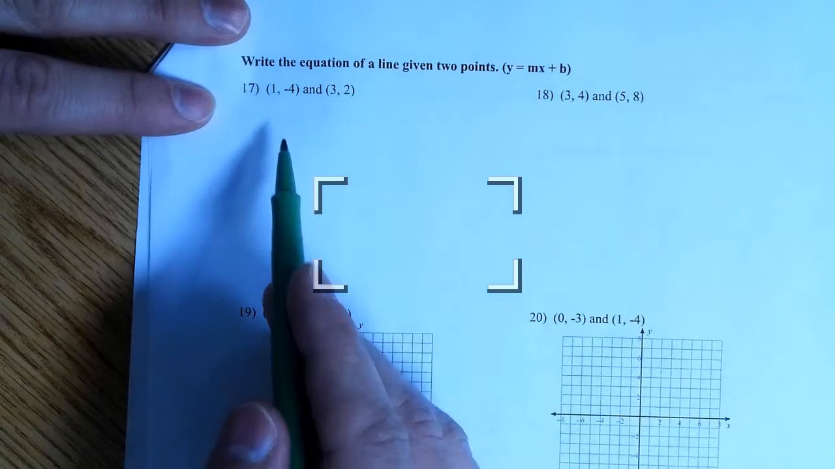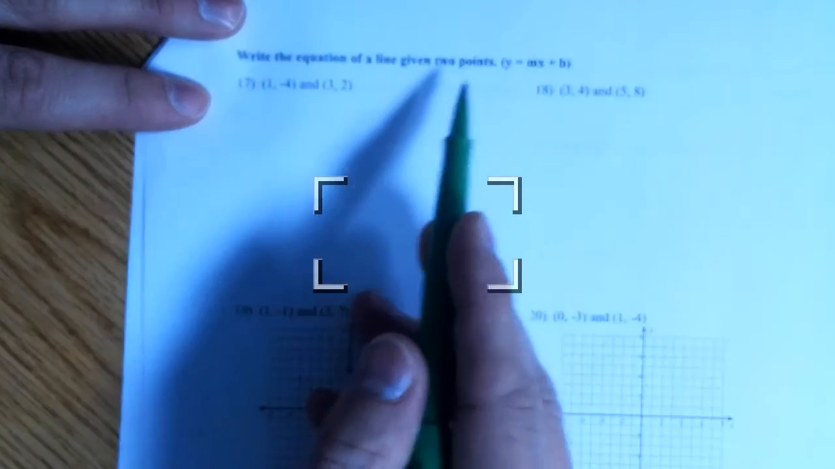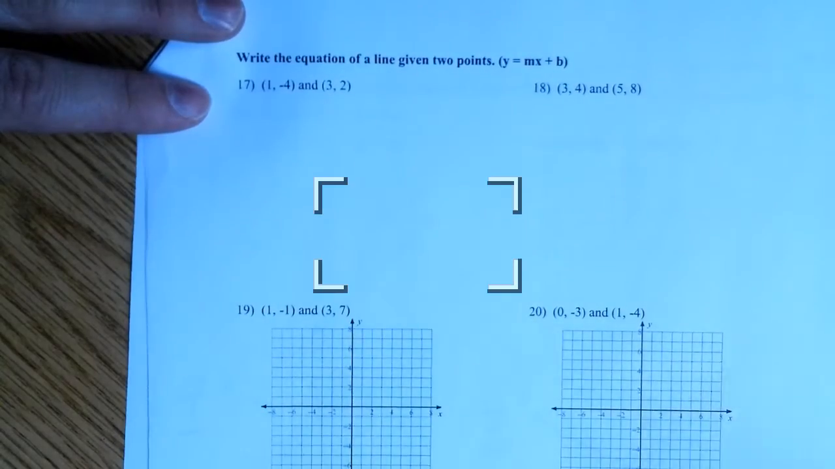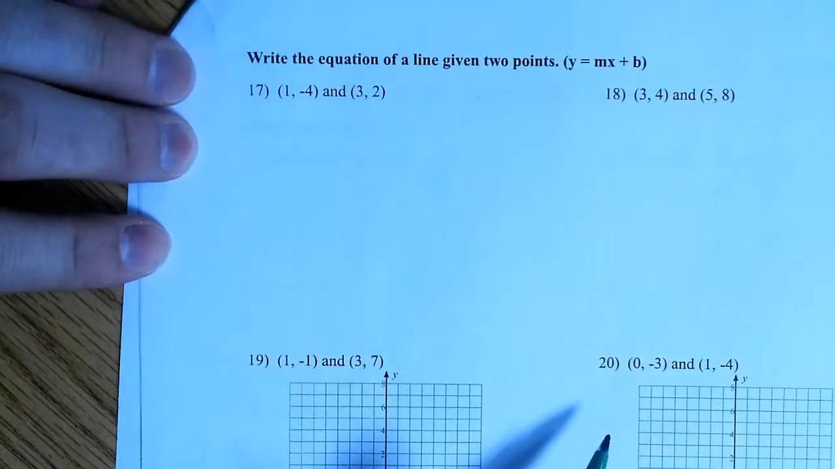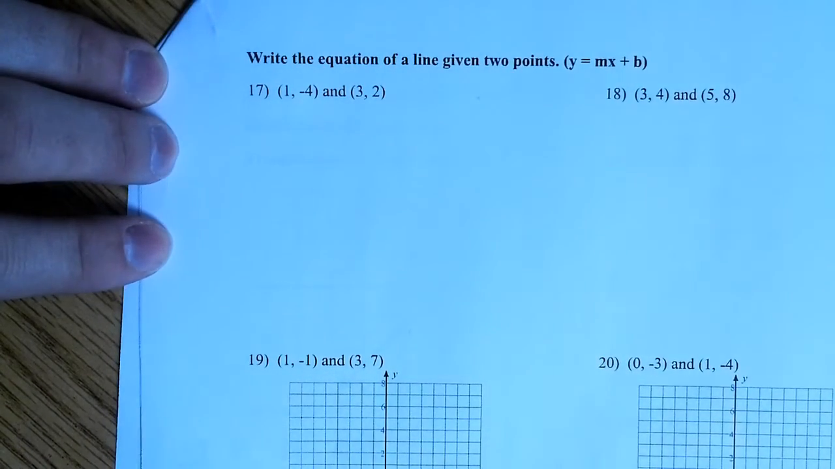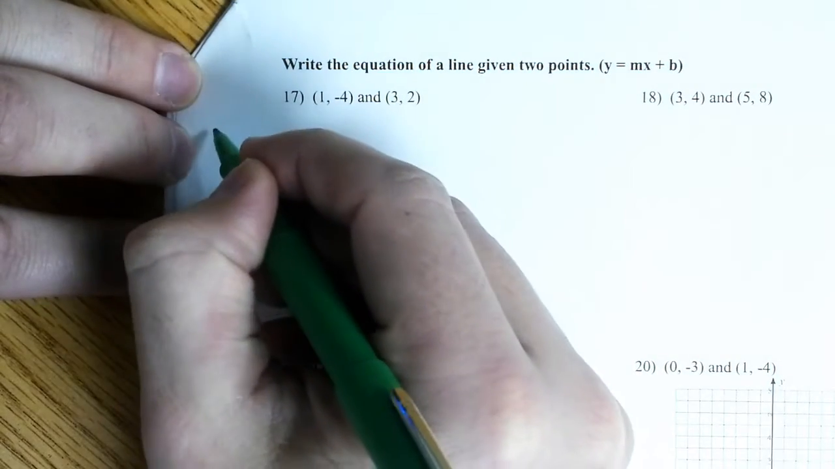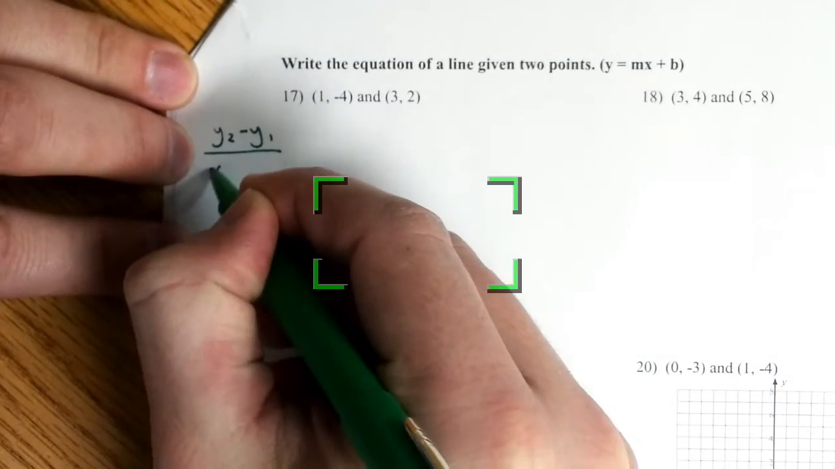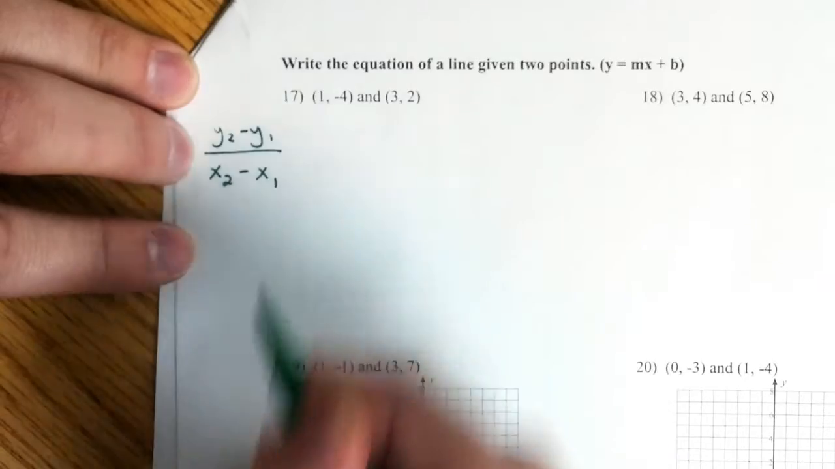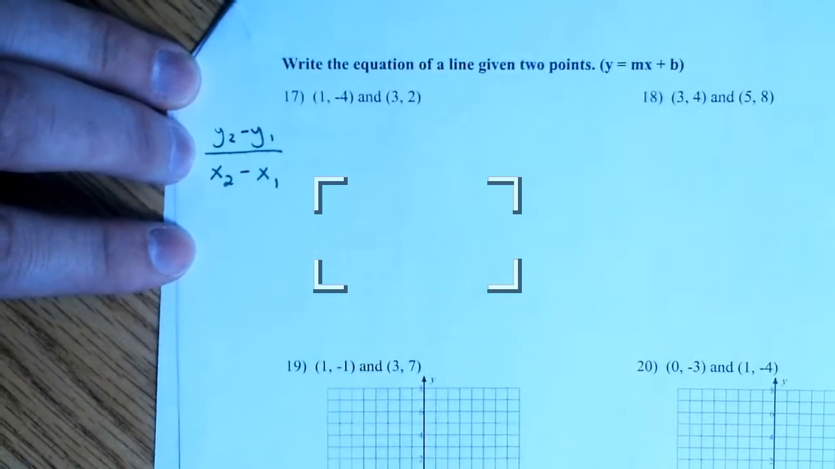But essentially, we have to write y equals mx plus b. We have to figure out that formula when we're given 2 points. We talked about this yesterday in class. We have to use the slope formula, which is y2 minus y1 over x2 minus x1.